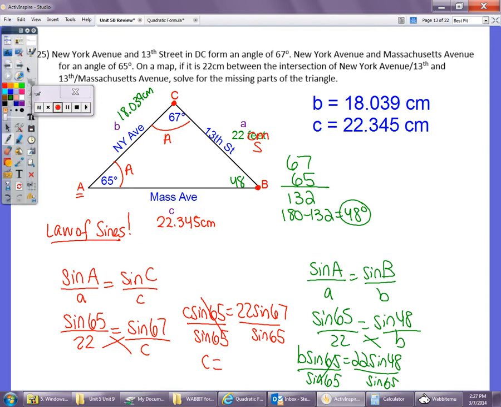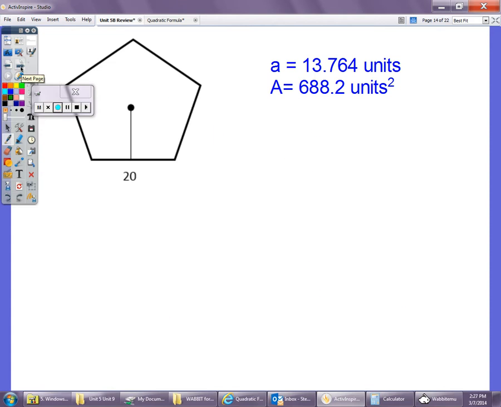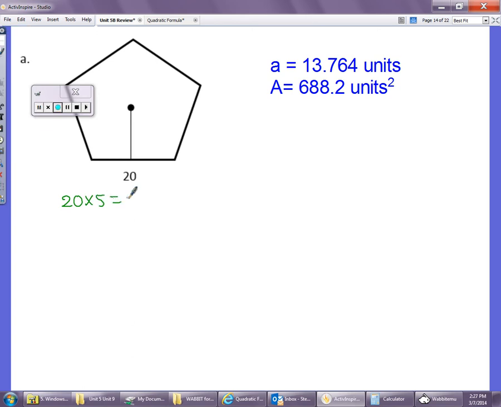All right, 26 is a pentagon. Remember, a pentagon has 5 sides, so 20 times 5 gives me 100 for my perimeter. I can't get the area without my apothem because you know that you have to have apothem times the perimeter in order to be able to do the area. So I need the apothem. And apothem is this line right here. And basically I don't have a value for that. So what I'm going to do is draw a dotted line. This represents my radius. My radius is going to be the same as this. It's also going to be 20.